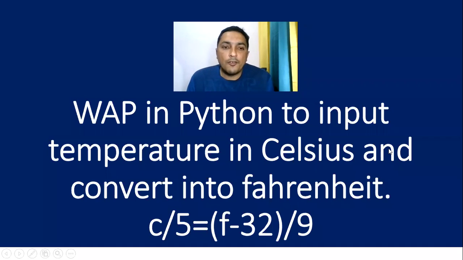Hello students, our today's program is to write a program in Python to input temperature in Celsius and convert it into Fahrenheit. So we have to enter temperature in Celsius and convert it into Fahrenheit. The formula used for calculation is C/5 = (F - 32)/9.